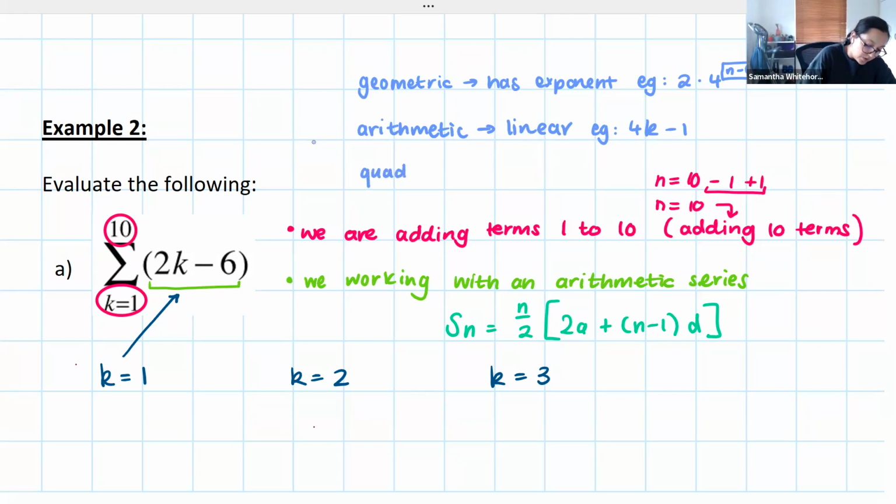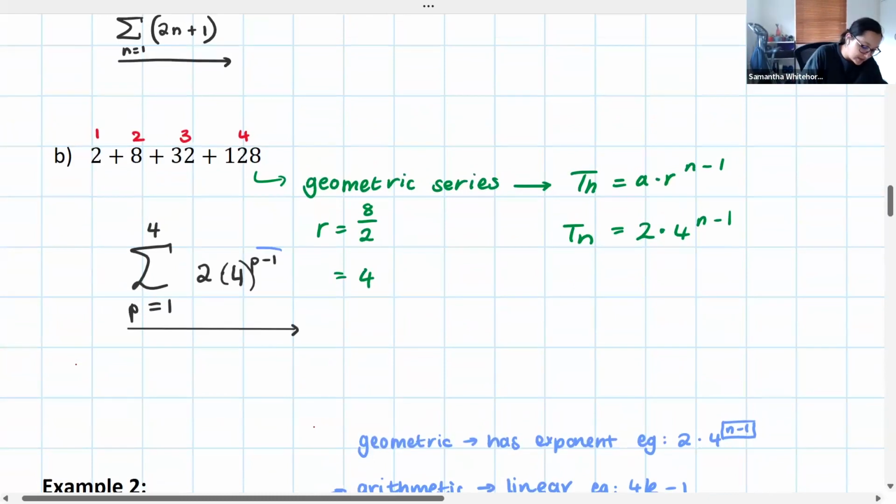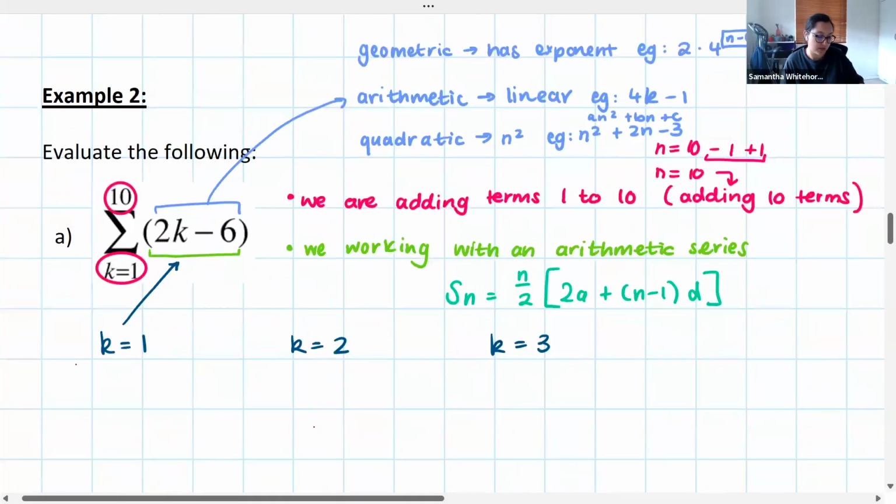Quadratic, which we don't really work with in series, but it is useful to know, will have n squared. So for example, n squared plus 2n minus 3. Remember, it's an squared plus bn plus c. So those are the different types of equations or nth terms that we work with, and that's how we know which is which. Because this was just a linear expression, I knew that it was arithmetic. I'll scroll back to this now. Over here, because I had this exponent, I knew it was geometric. So that's how we can identify what's what.